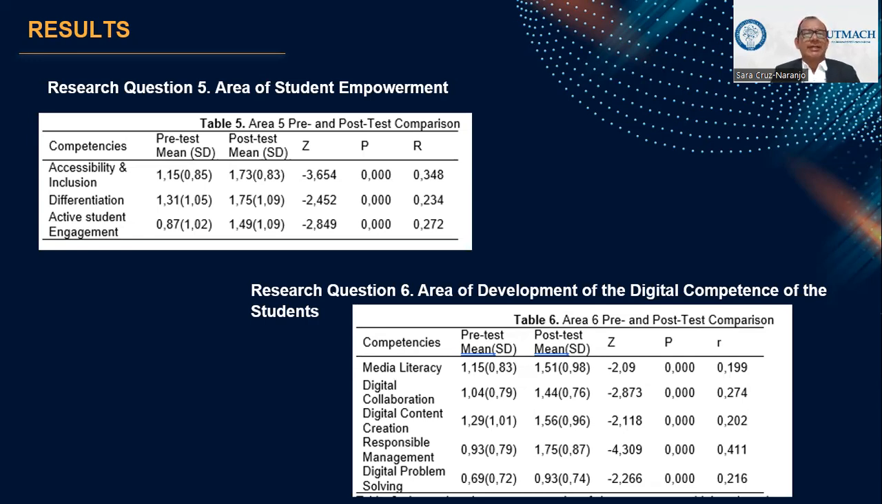Regarding question 6, in this case the area of development of students' digital competence, we have Table 6, which shows that the average results of the post-test are higher than those of the pre-test in all the competencies analyzed in the area of development of students' digital competence. Similarly, through the Wilcoxon signed-rank test, it is confirmed that there are statistically significant differences between the pre-test and post-test in all competencies. Furthermore, if we review the effect size, a medium or moderate effect can be observed in all the competencies analyzed.